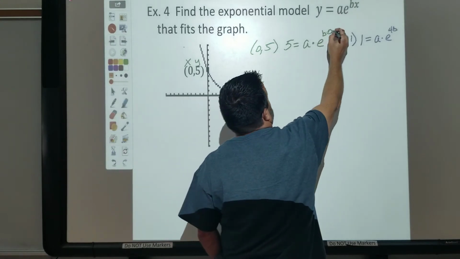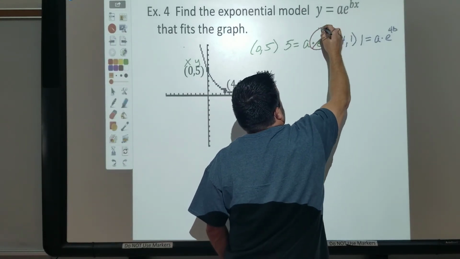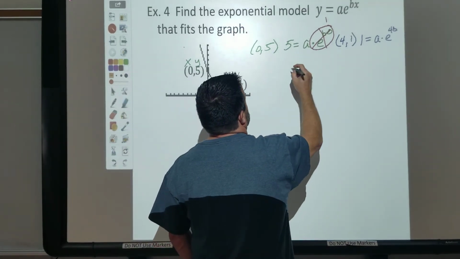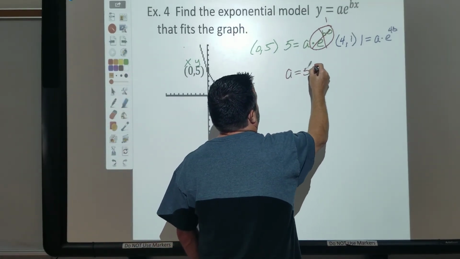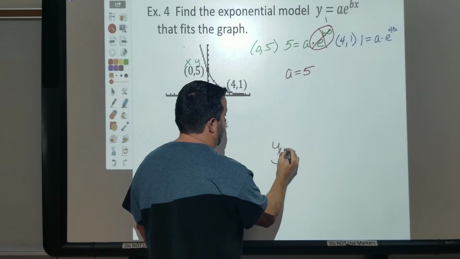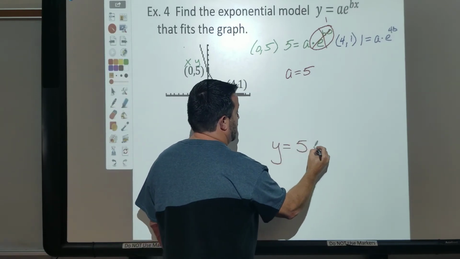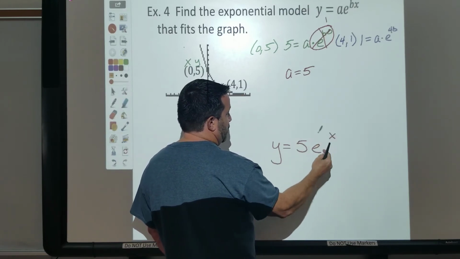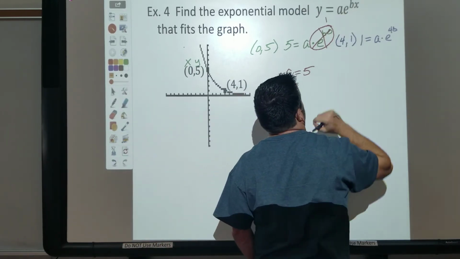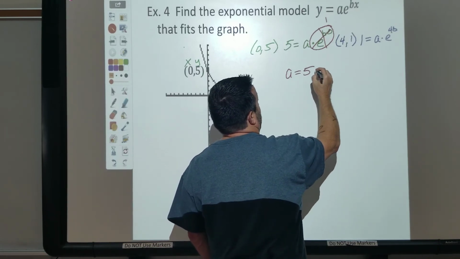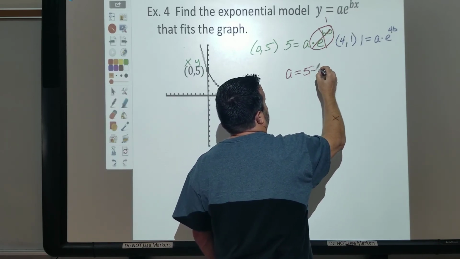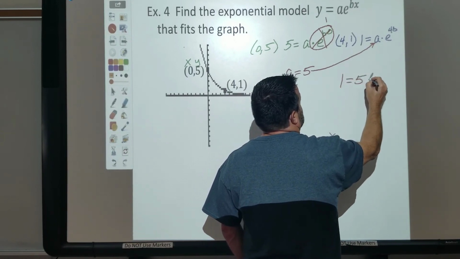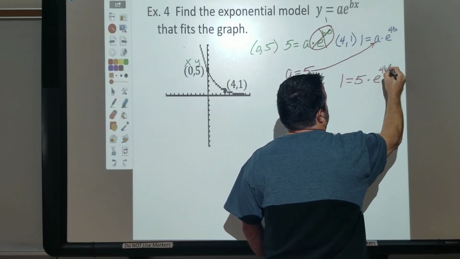But in this case, this becomes just 1, because anything to the 0 power is 1. So this equation gives me a equals 5. So right now, I know that y equals 5e, and then I've got something times x. But I have to figure out what that something is that goes here for the b value. Well, that's where this comes into play. Now I'm going to take this value of 5 and plug that in here. So I get 1 equals 5 times e to the 4b power.